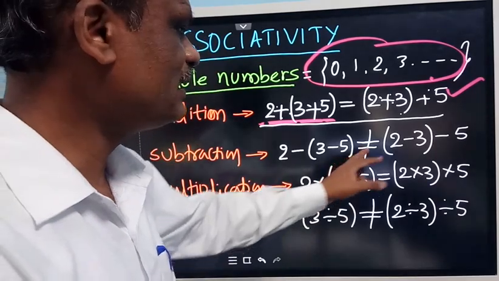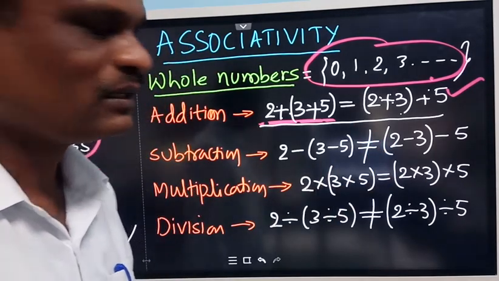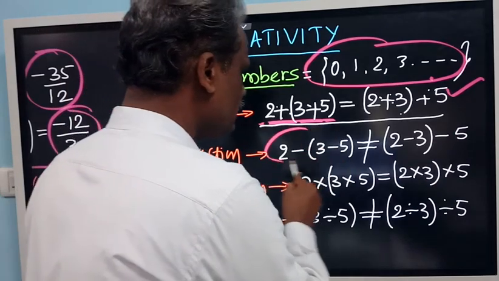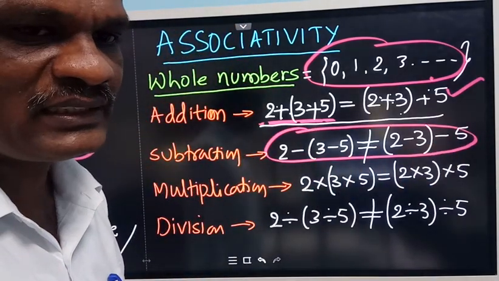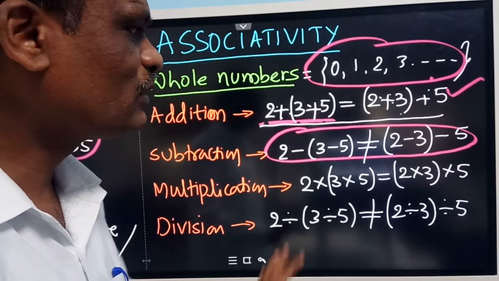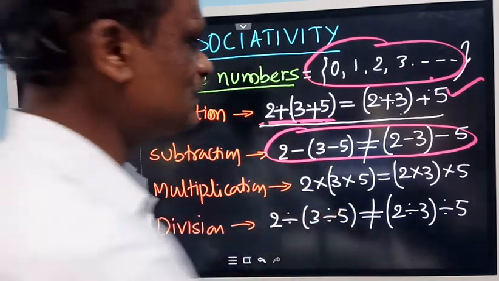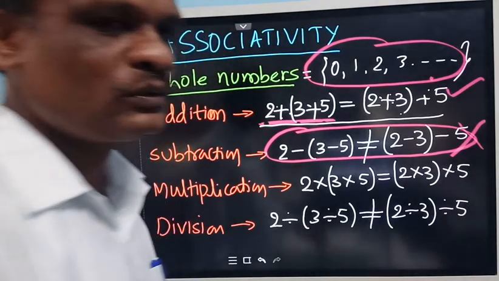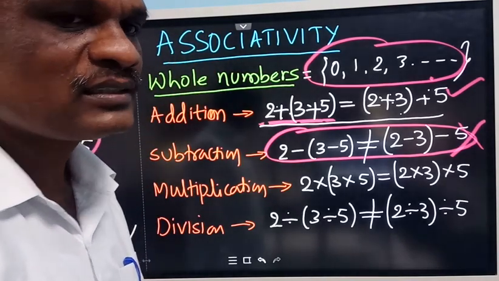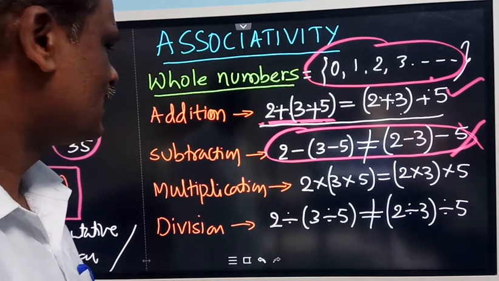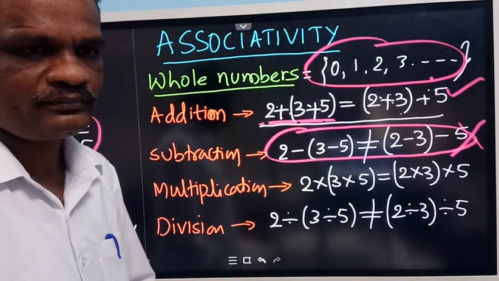So you are not getting the same answer under subtraction. So you cannot group the whole numbers in different ways and subtract. You cannot do that one. So this does not hold good under subtraction. Associativity is not possible under subtraction. Come to the multiplication now.